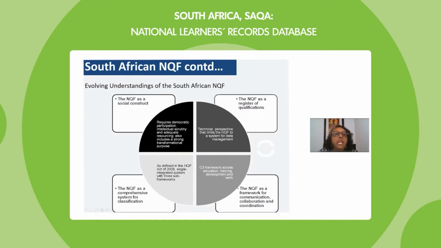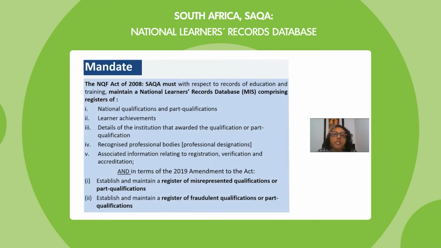So just very quickly to say that the NQF is a social construct. And as was said by the previous speaker, it must be premised on active participation and social dialogue, as Mr. Pereira said. It is in service to its people. It requires ongoing intellectual scrutiny, adequate resources, all of which is guided by a strong transformational agenda. It's a comprehensive system. It has a register of qualifications, which is the technical aspects of the NQF. And very importantly, it's a framework for communication, collaboration, and coordination in the service of the education and training system and the people who live in the country that it serves.